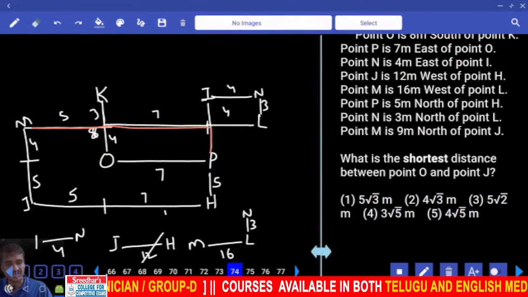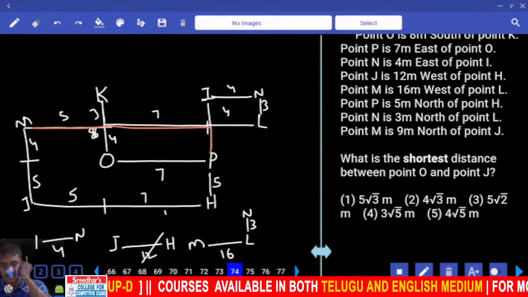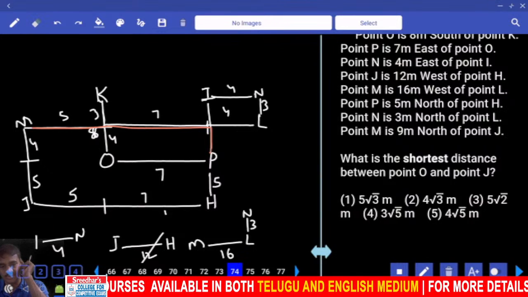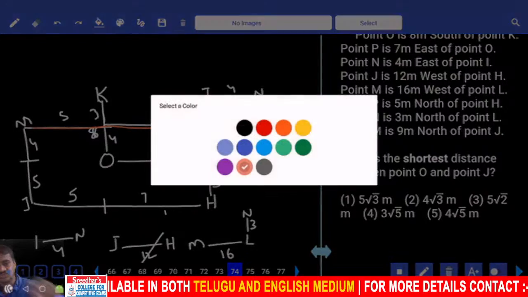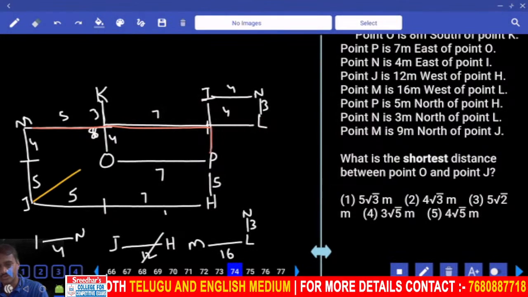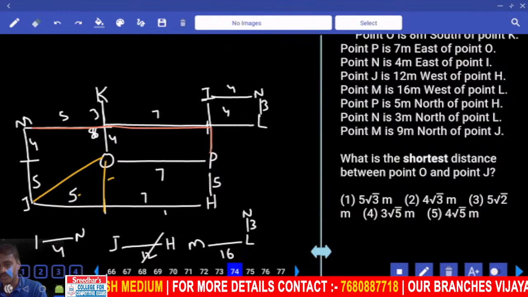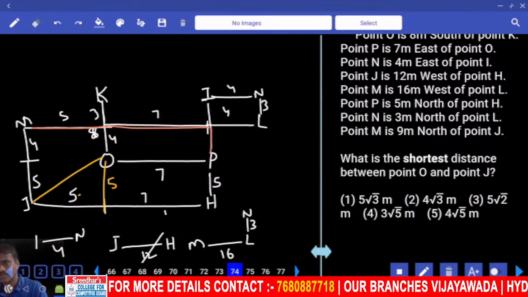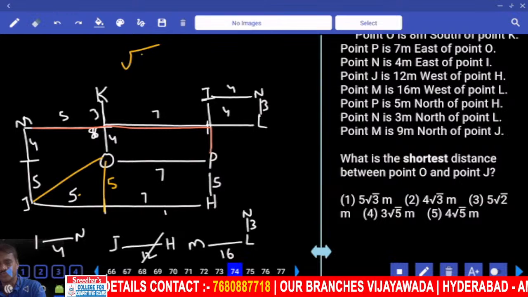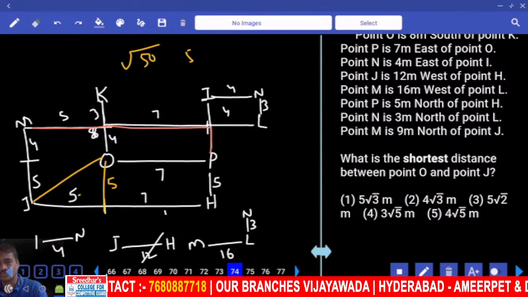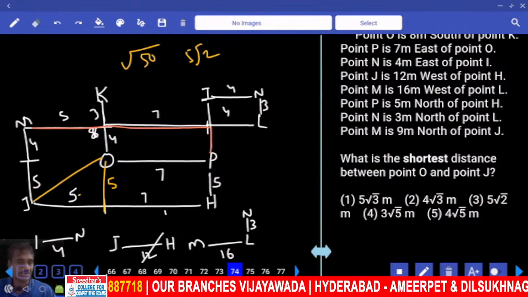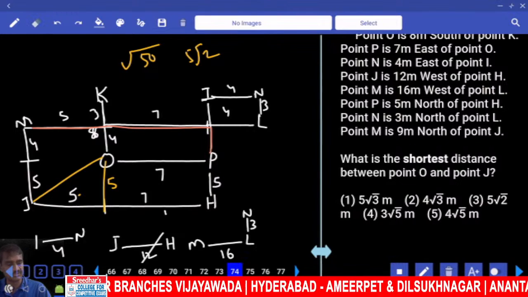Then 74, shortest distance between O and J. Now the shortest between O and J, O is here, J is here. Now what is the distance we have? O and J, this is 5 and this is how much? 5. Then what is the shortest distance? Under root 50. Under root 50 can be written as 5 root 2, 25 into 2 is 50. Now 5 root 2, choice 3, question number 74.